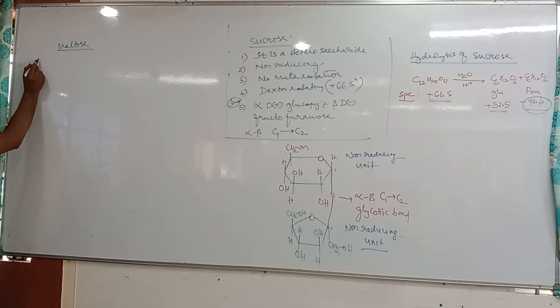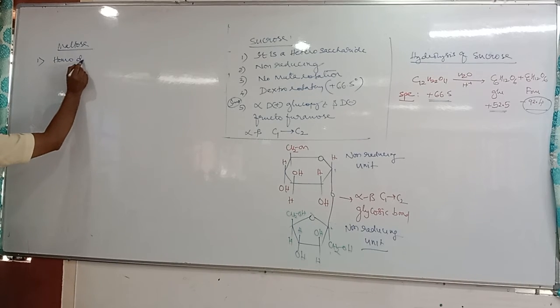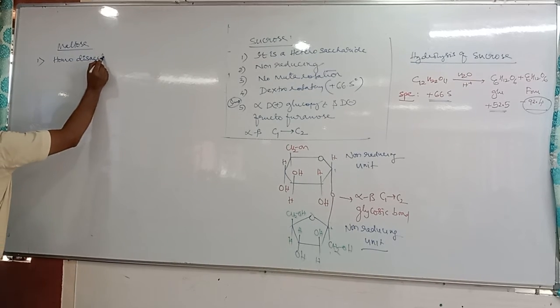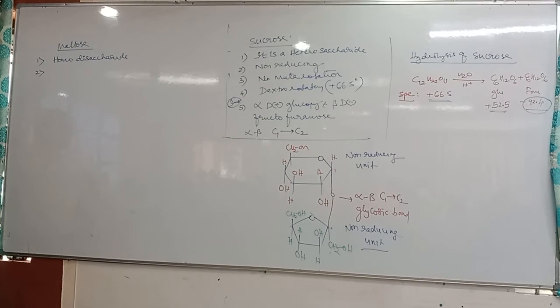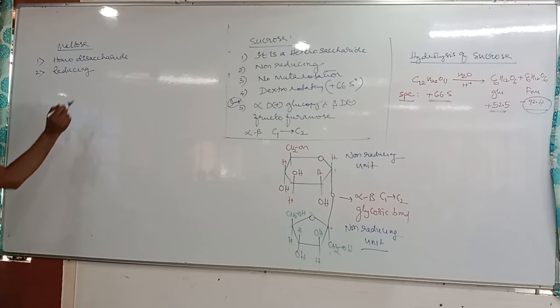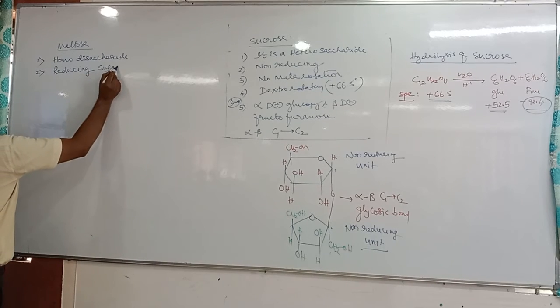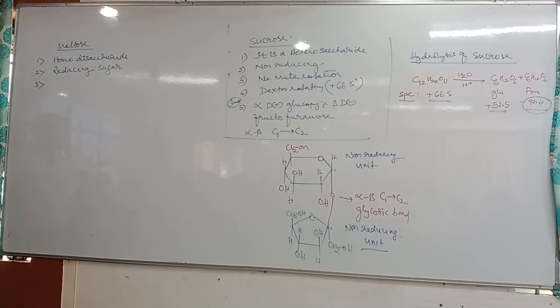Come on, tell me. Maltose is either a homo or heterodisaccharide? It is a homodisaccharide. Reducing or non-reducing? See, all disaccharides are reducing except sucrose. So maltose is a reducing sugar. Third, does it show mutarotation or not?